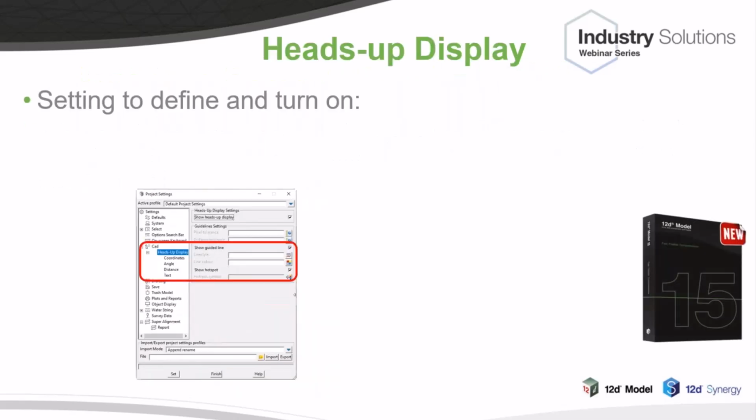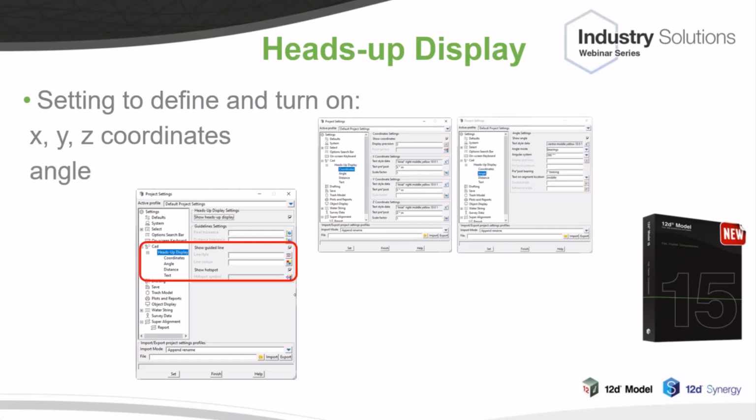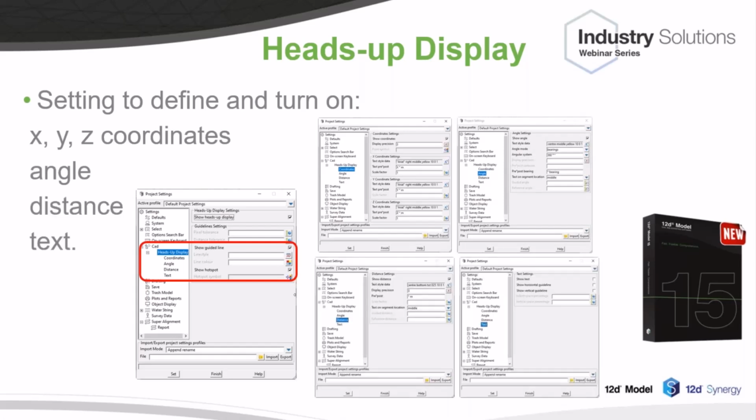Another new one for 15 is heads up display. There's a tick in there to turn it on or off, but under there you also have one for setting up XYZ coordinates, and in there you can say how you want them placed, what size. You can multiply them by a factor and pre and post text and things. There's also the ones for angle, which has a whole lot of different types, distance, and also text.